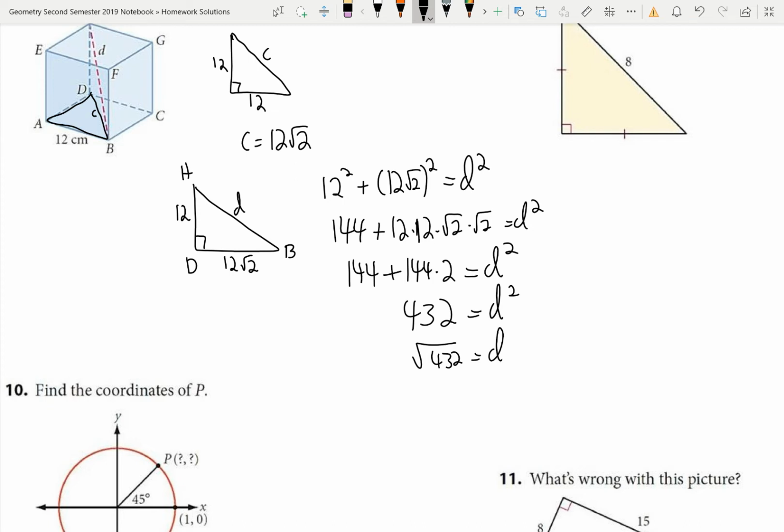Now I can actually simplify that, and that's the same thing as the square root of 144 times the square root of 3. And that's going to simplify then down to 12 root 3. And so that would be your final answer.